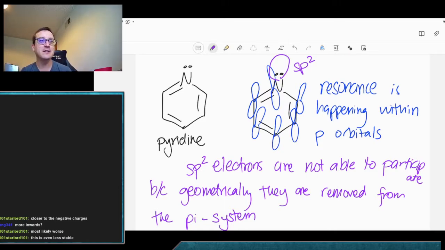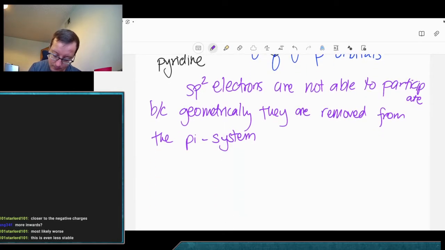So those p orbitals are sticking up and down. Imagine this is our flat pyridine. All those p orbitals are sticking up and down. The lone pair on the nitrogen is sticking kind of straight out. So it's not able to really participate. They're removed. They're not part of that system. And so those aren't going to participate. We call this a localized pair.